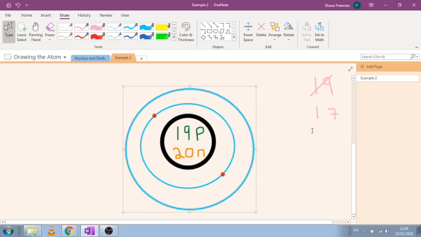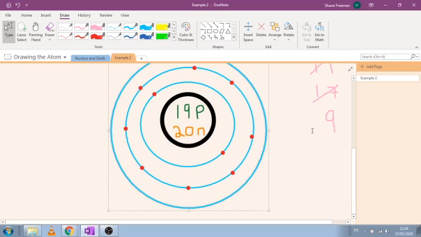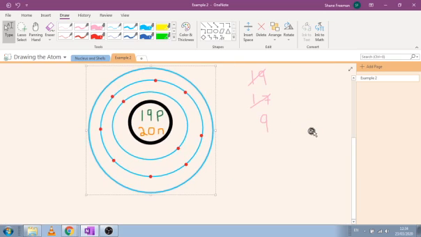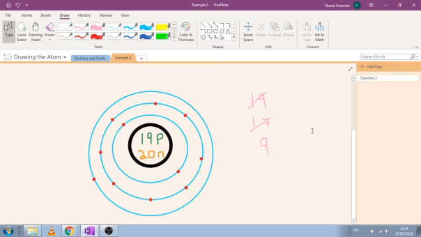2 and 17 left. I need a second shell, and inside this shell I can fit 8. So that will be 1, 2, 3, 4, 5, 6, 7, 8 electrons. That shell is now full. So I have put in 8 into that shell, so I have now 9 left to add. I then have 9 left to add, so I need another shell. So I pop in this extra third shell. This shell can also hold 8, so I'll put in those dots. 1, 2, 3, 4, 5, 6, 7, 8. Keep my tally. I have taken out 8, so that's 1 electron left.